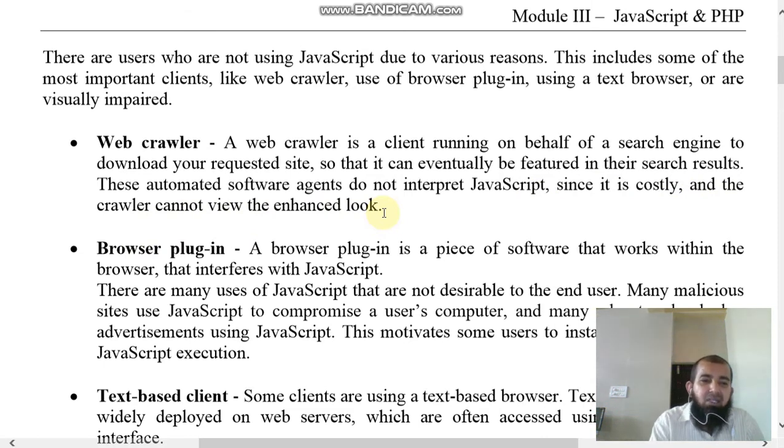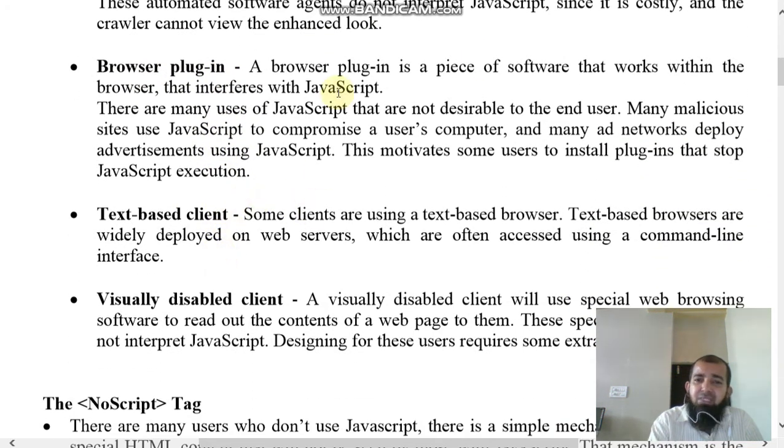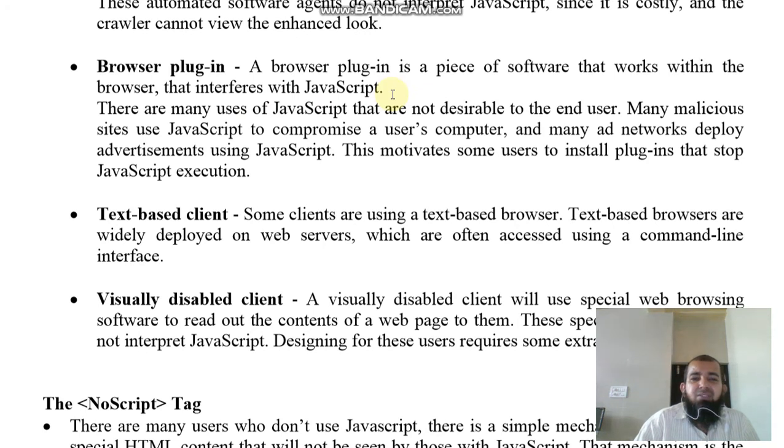Next, browser plugin. A browser plugin is a piece of software that works within the browser that interferes with JavaScript. So what is a browser plugin? It is a piece of software that works within the browser that interferes with JavaScript.